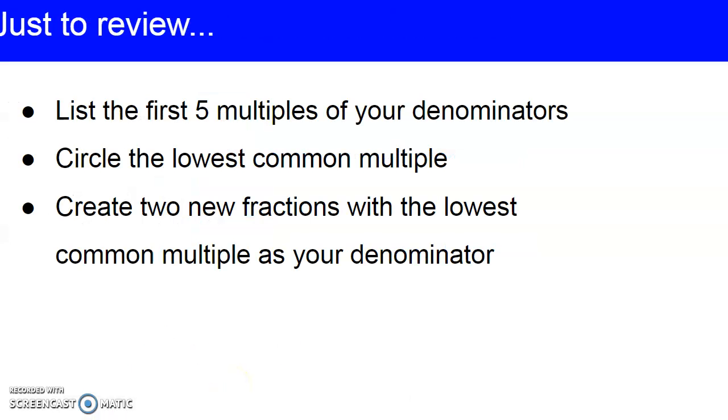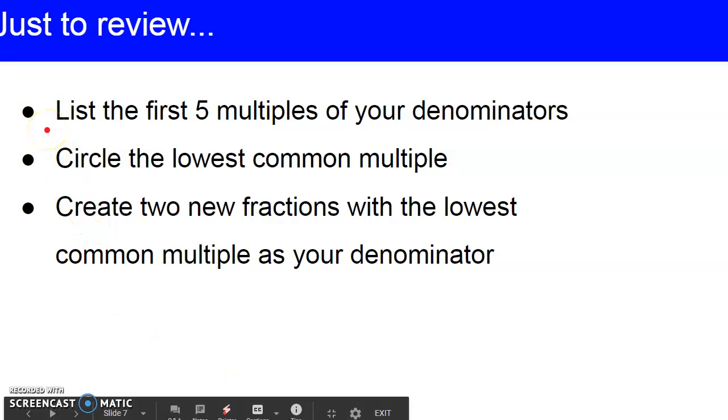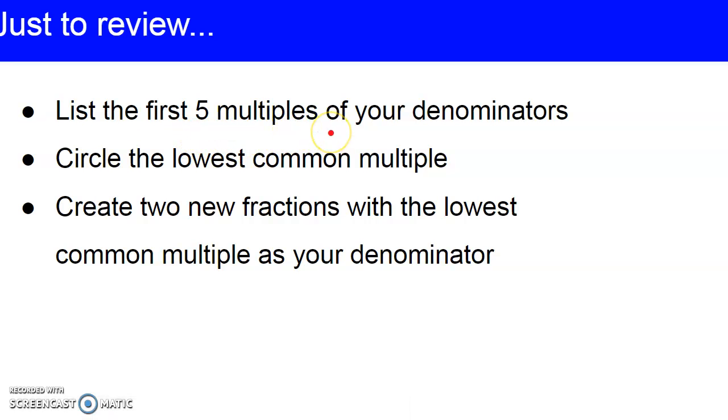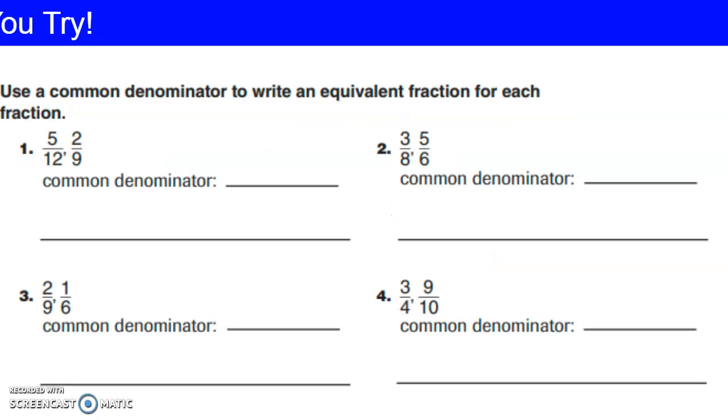Let's review. When we want to find common denominators, number 1, we want to list the first 5 multiples of our denominators. Step 2, we want to find the lowest common multiple. And step 3, we're going to create new fractions using the lowest common multiple as our denominator in our equivalent fractions. Here are some examples for you to try.